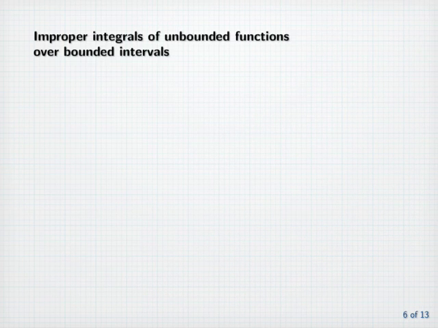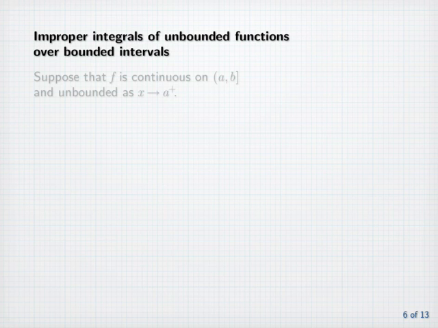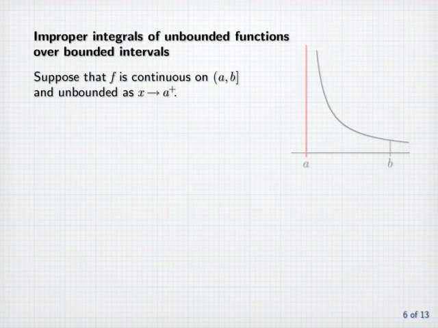Now let's look at a second type of improper integral, the improper integral of an unbounded function over a bounded interval. Suppose that f is continuous on the half-open interval consisting of numbers greater than a and less than or equal to b, and that f is unbounded as x approaches a from the right. This will be the case, for example, if the limit of f of x as x approaches a from the right is plus infinity, resulting in a vertical asymptote at x equals a as indicated in the figure.